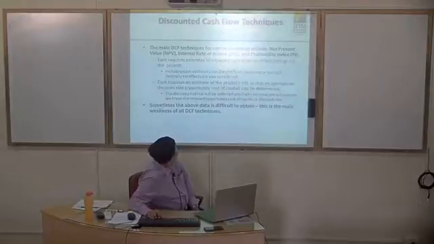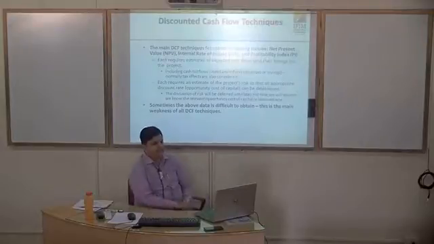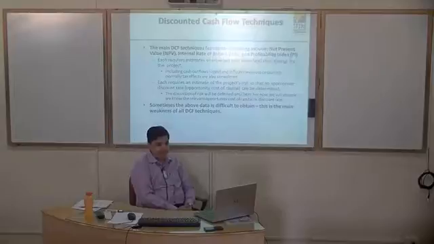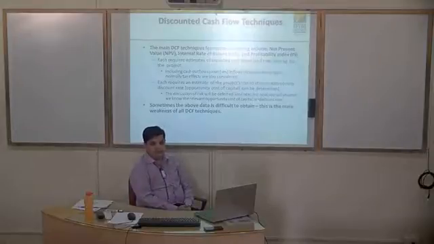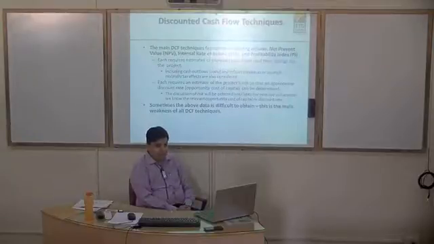The heading is discounted cash flow techniques. The main DCF techniques for capital budgeting include net present value, NPV, IRR and profitability index. Each requires estimates of expected cash flows and their timing for the project. So we should know how much money I am getting after 1 year for this project, after 2 years, after 3 years. Each requires including cash outflows, which is cost to the company, and inflows, revenues for the company or savings for the company.